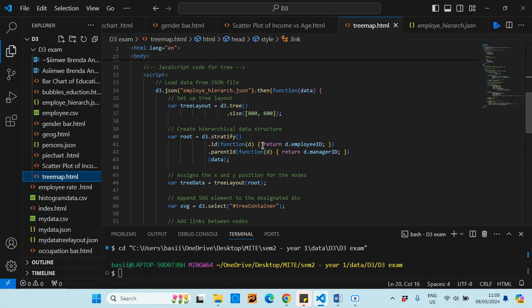And for this function here, we have two. We have one that uses the employee ID and the manager ID. So this stratify here is the one that is going to be used to create the hierarchical structure.